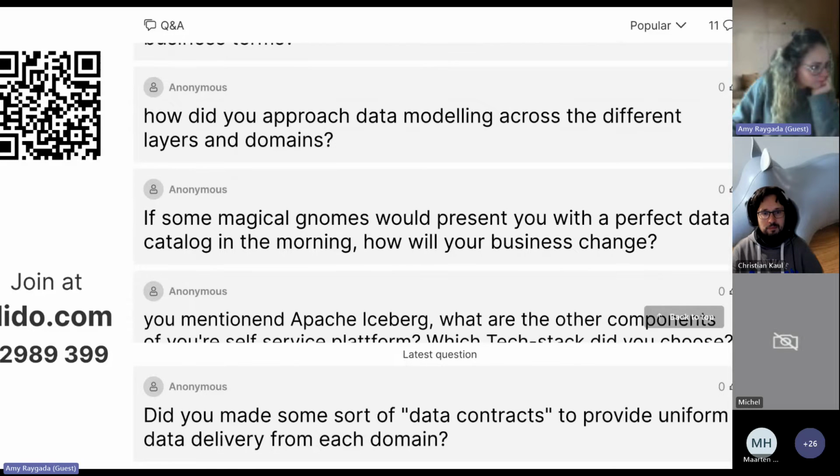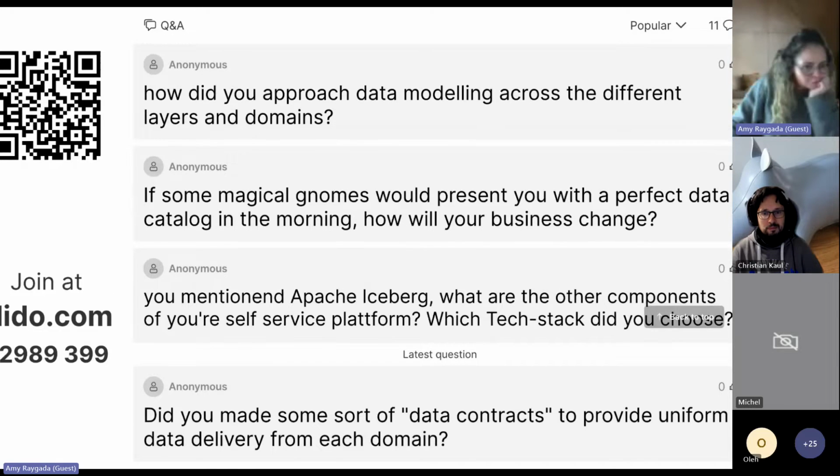Okay, so magical nouns will present you with a perfect data catalog in the morning. How will your business change?